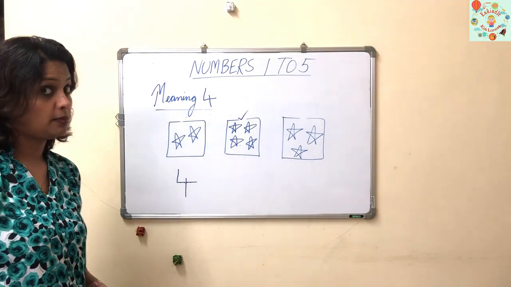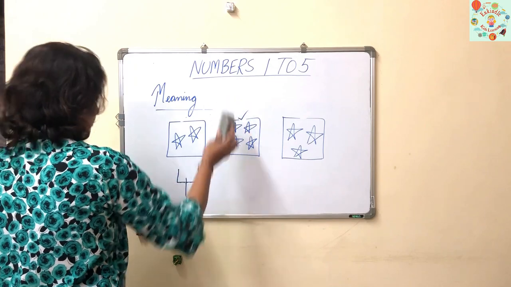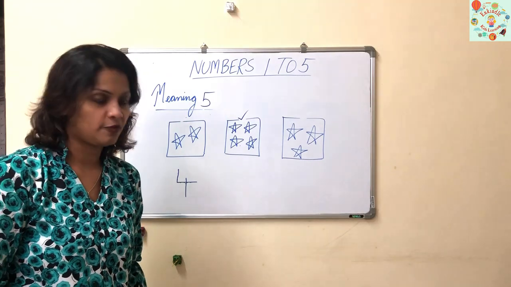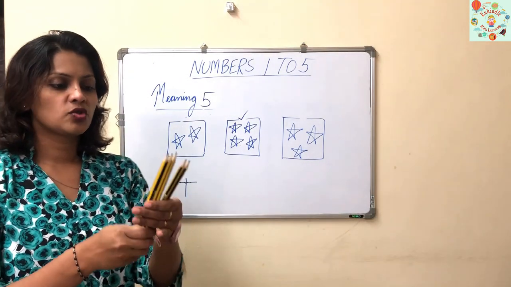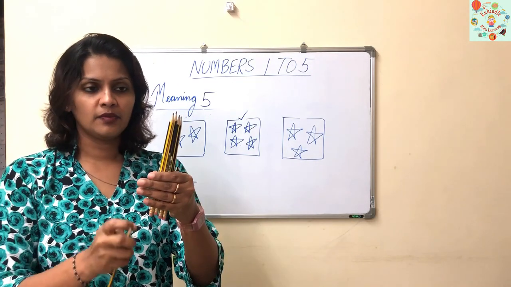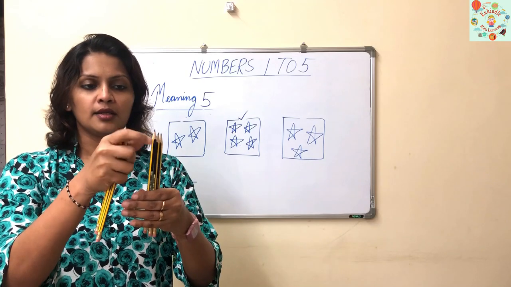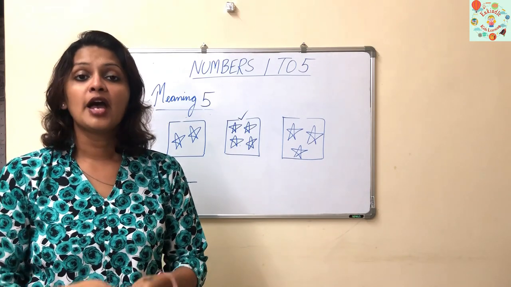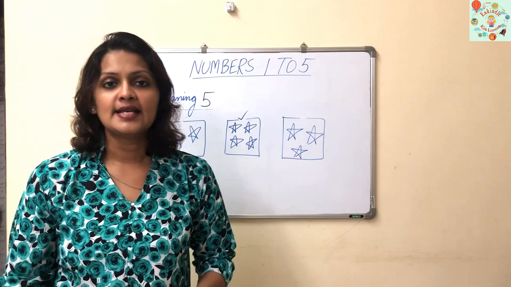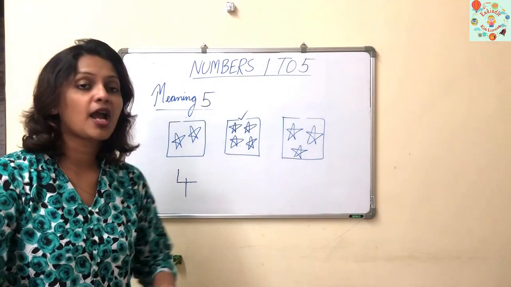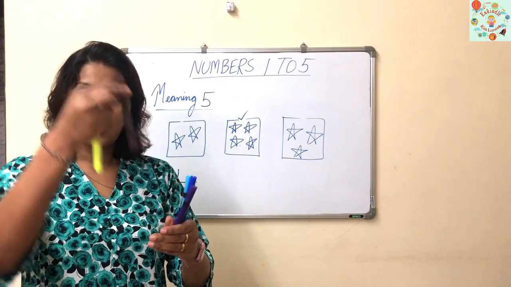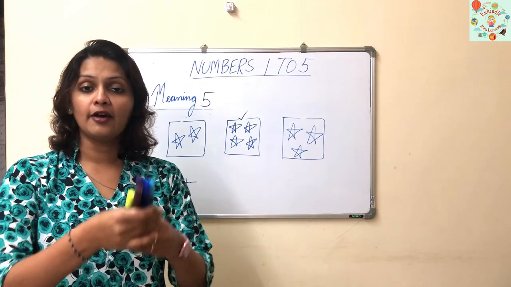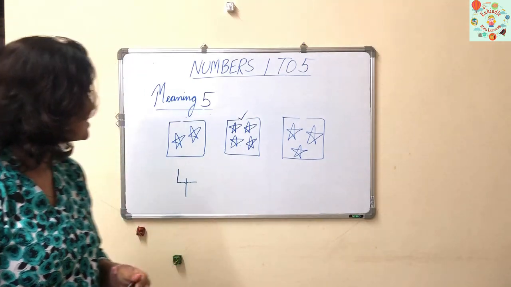Now let us move forward with number five. First, let us make them understand what number five is. Take some objects. I have five pencils here. This is 1. This is 2. This is 3. This is 4. And this is 5. So I have 5 pencils with me. Similarly, I have 5 colors with me. I have 1 color, 2 colors, 3 colors, 4 colors, 5 colors. So here I have a total of 5 colors. This is the meaning of number 5.